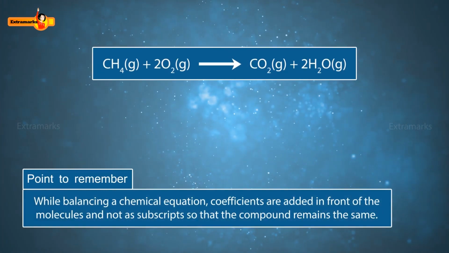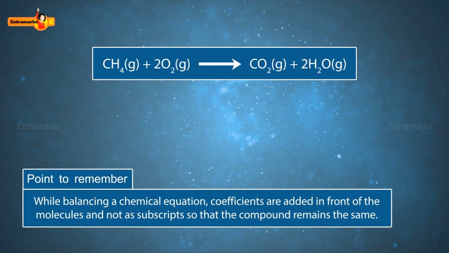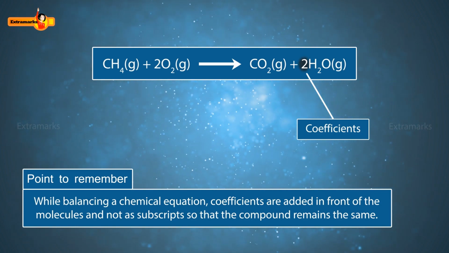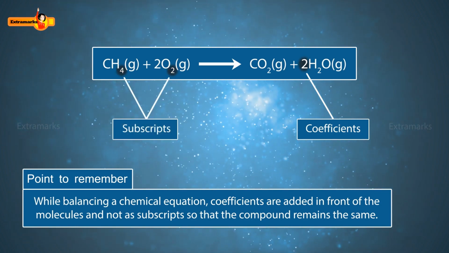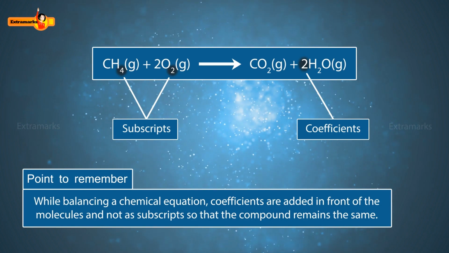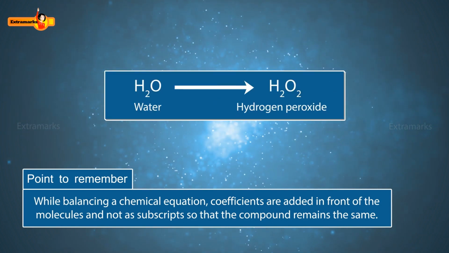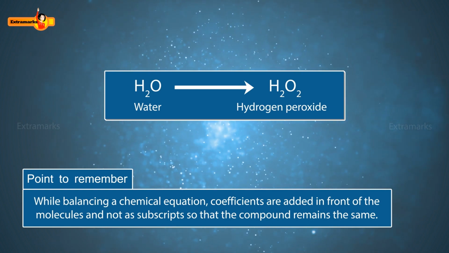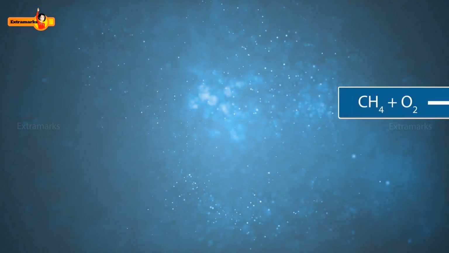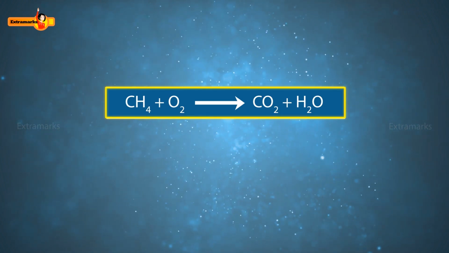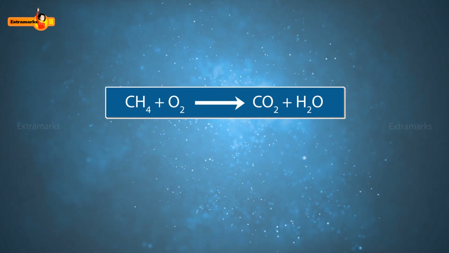While balancing a chemical equation, it must be taken care that the coefficients are added in front of the molecules and not as subscripts so that the compound remains the same. For example, on adding 2 to the subscript of oxygen in water, it will change water to hydrogen peroxide. Coming back to our question, for balancing a chemical equation, let us first write the formula of reactants and products.